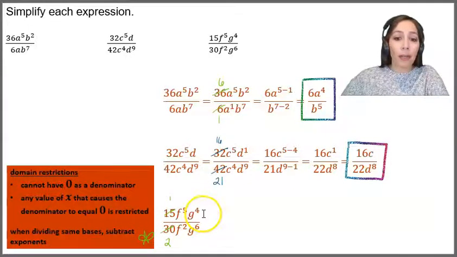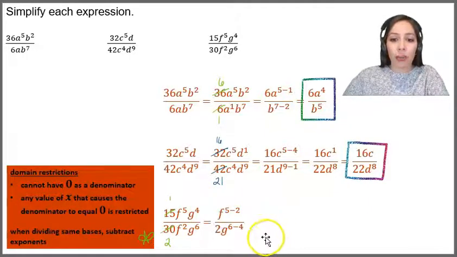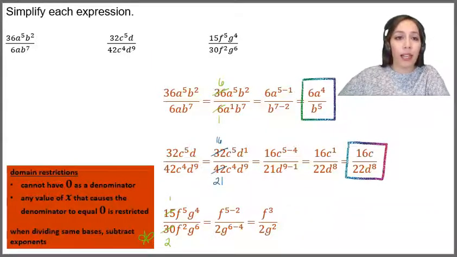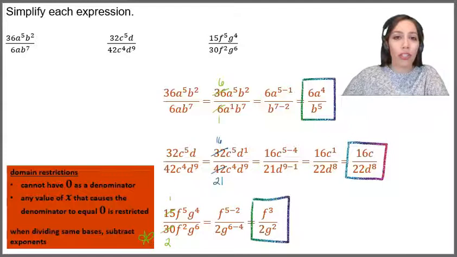And then on the g part, we have g to the 4th over g to the 6th. So we will subtract 6 minus 4, and we'll keep the g in the denominator because 6 is greater than 4. So we have 15 canceled out to equal 1. So we have f to the 5 minus 2 over 2 times g to the 6 minus 4 power. Then we can go ahead and reduce that, and we get our final answer as f cubed over 2g squared.